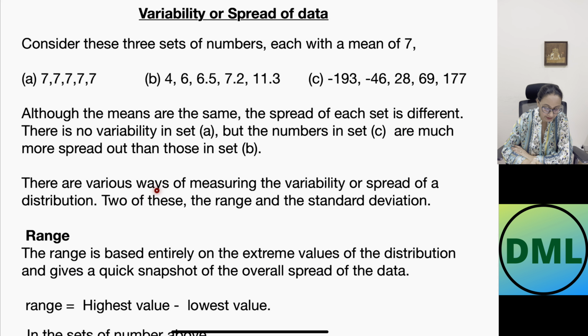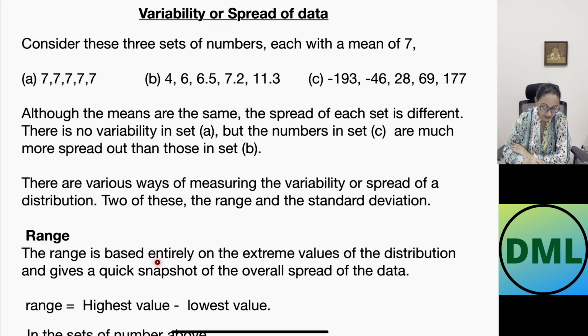There are various ways of measuring the variability or spread of a distribution. Two of these are the range and the standard deviation. To measure the spread of data, we use two ways. First is standard deviation and another one is range. What is range? Let's understand this first.